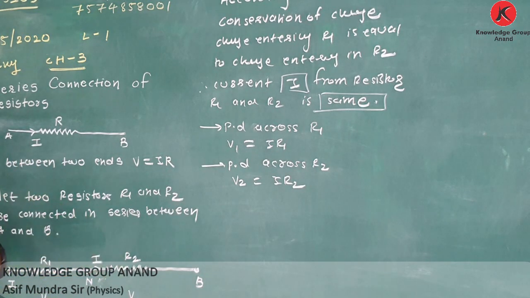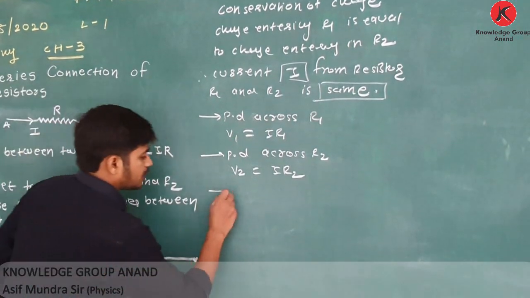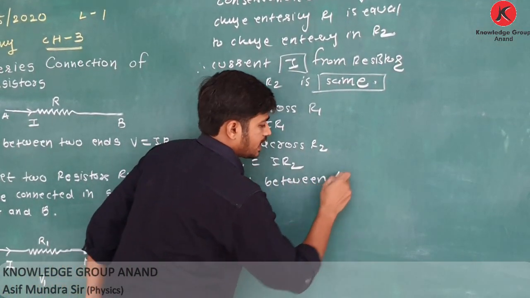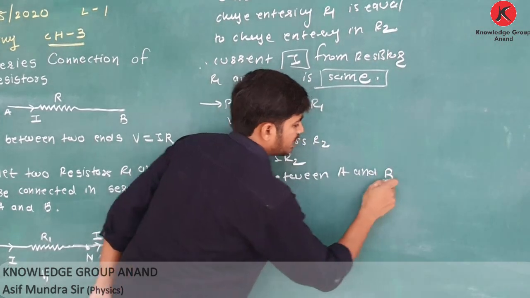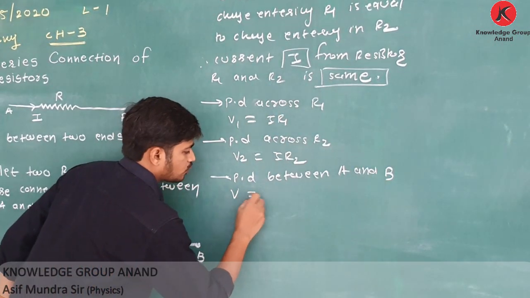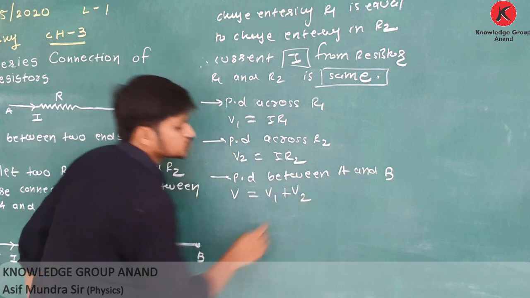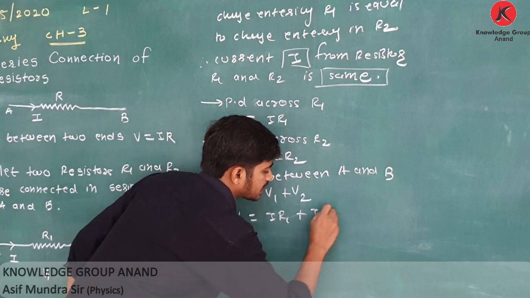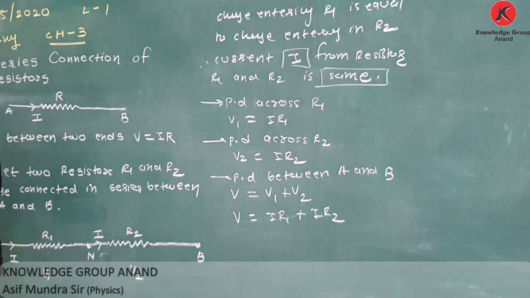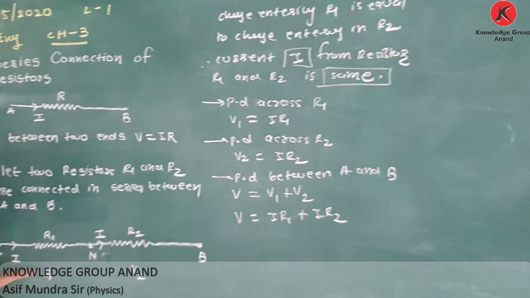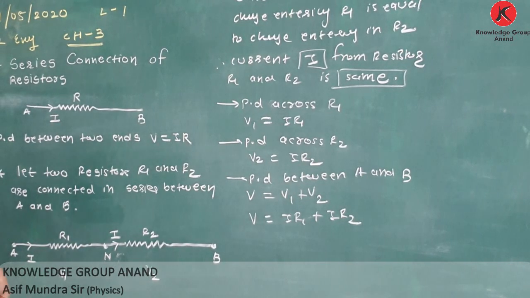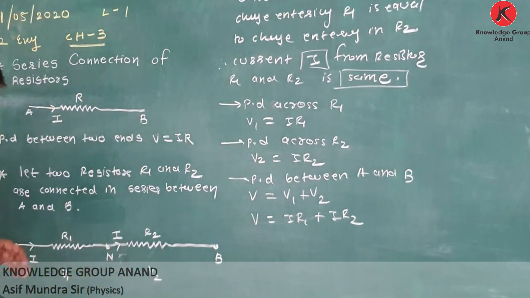Then what is potential difference between A and B? Potential difference between A and B, V is equal to V1 plus V2. So you can write V is equal to IR1 plus IR2. Clear about this? Now what we have to do? Here we have to replace these two resistors by an equivalent resistance like this.